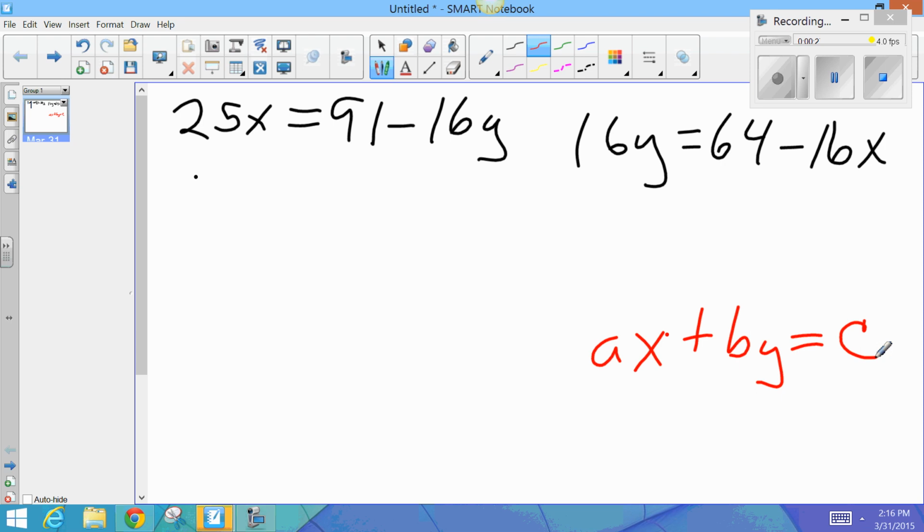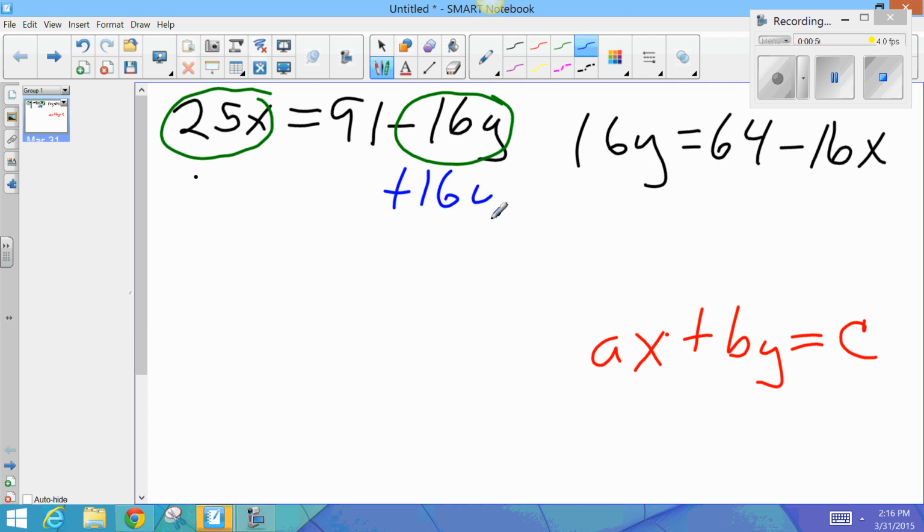So for the equation on the left, number 9 from your worksheet, okay? The equation on the left has a 25x, but I need to get the y term on the left-hand side also. So I want to do the opposite of the negative 16y to both sides. I'm going to add 16y to both sides of the equal sign.